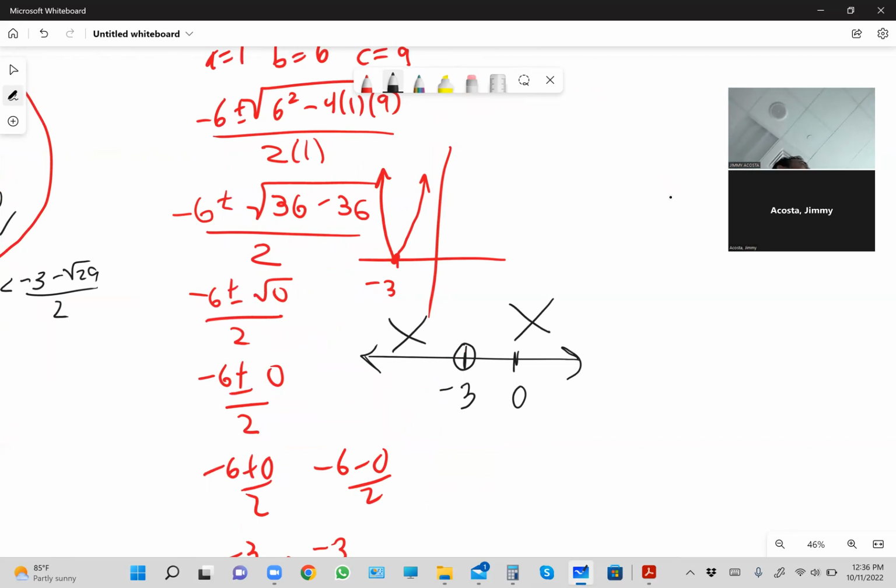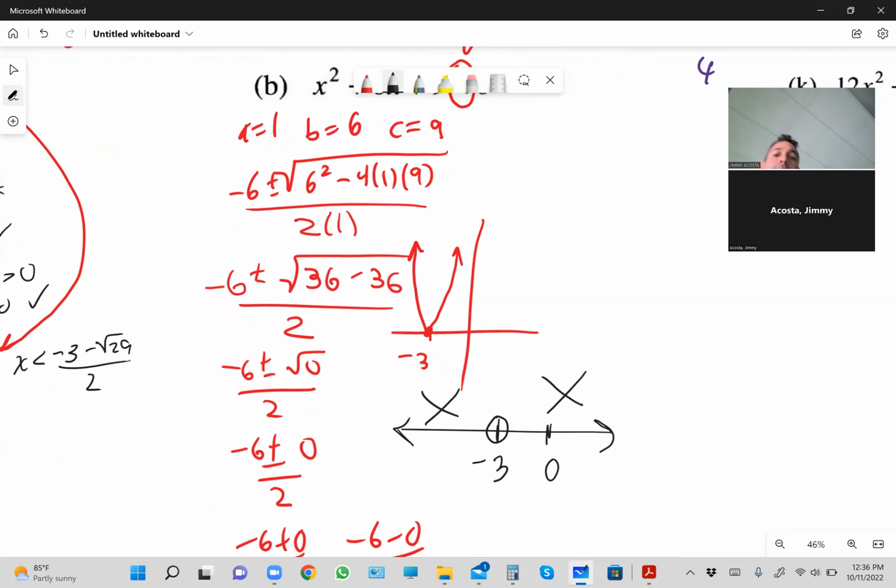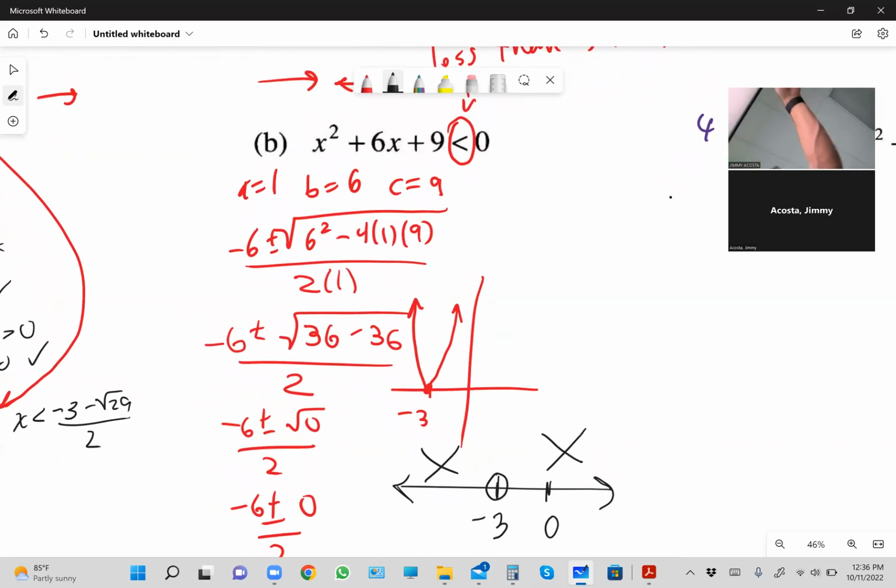No. Is 4 less than 0? No. So here, it doesn't work anywhere. Why? Because look at how the graph would have looked. It's always positive. It's never less than 0. So there's no solution that would satisfy that inequality.